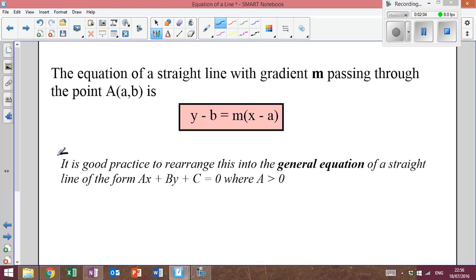Now, it is good practice to rearrange this into the general equation with everything on one side equal to 0. That's not necessarily needed to get any marks. It's just to let you know that's good practice. Most of the time, what we'll do is rearrange it into y equals instead, because that's useful to find points of intersection. Okay, so you know all this already.